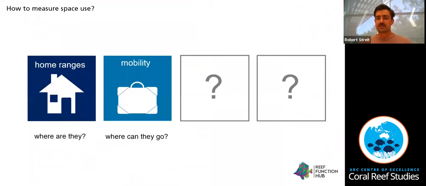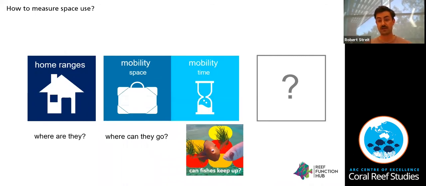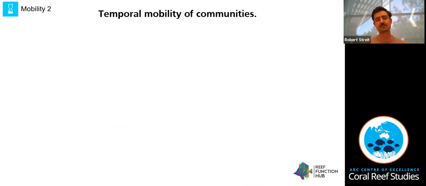So this is mobility through space. We looked at how far they can move. But if we think about my question from earlier, can fishes keep up? A big part of that was the shiftingness and the patchiness that comes up over time. So we should also really look at mobility through time. And what I mean by that is that I'm interested in the temporal mobility of communities.